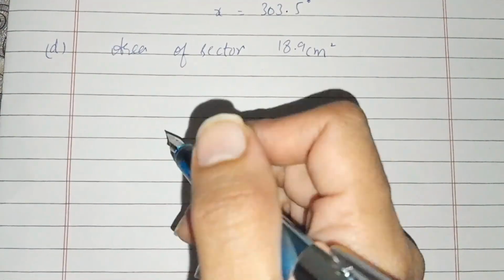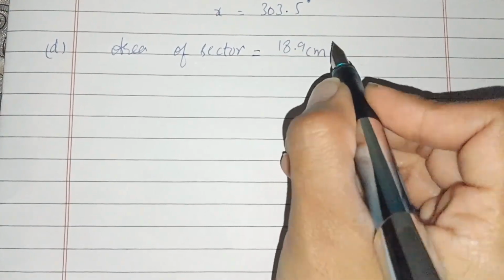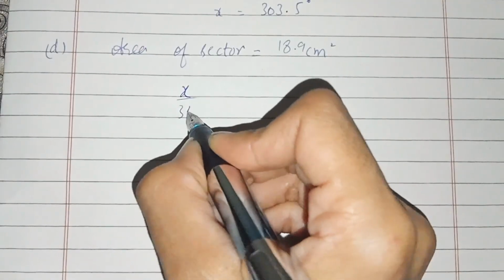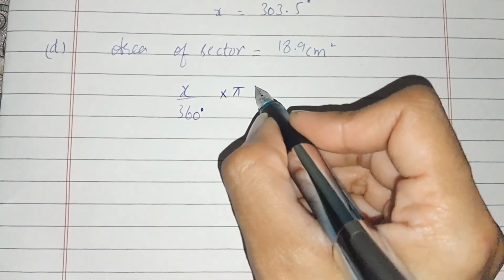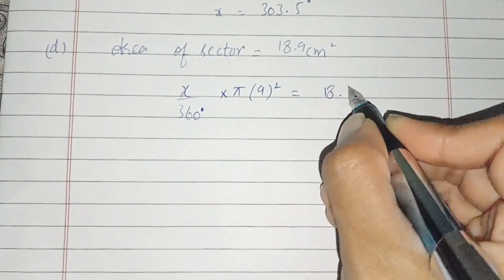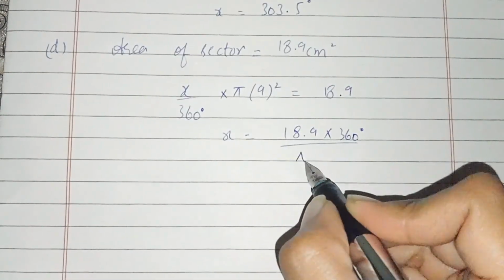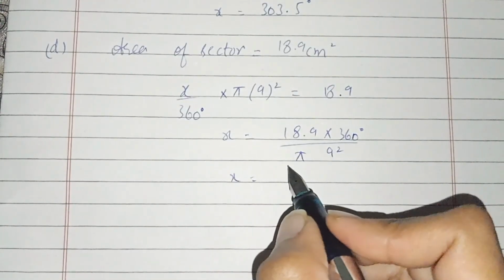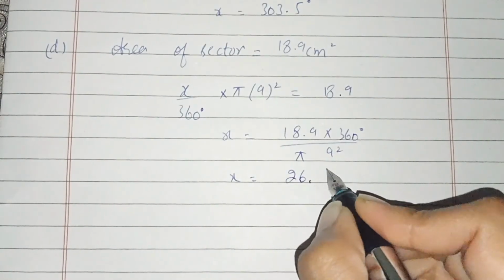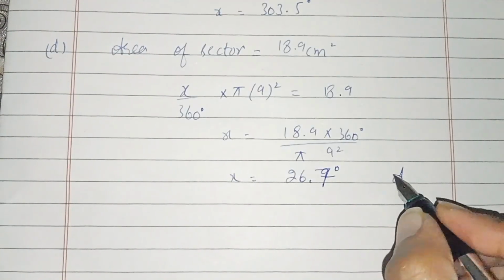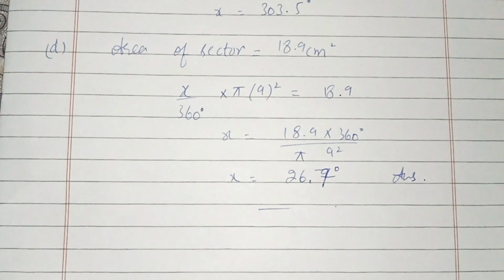Part number D. In part number D, the area of sector is 18.9 centimeter squares, and we have to put the values: x over 360 multiplied by pi, 9 square, equals 18.9. Now we have to cross multiply it, and by solving it we get 26.7 degree. Now students, this is the answer of part number D. Question number 6 is solved, and the questions of the basic level of exercise 8b are done.